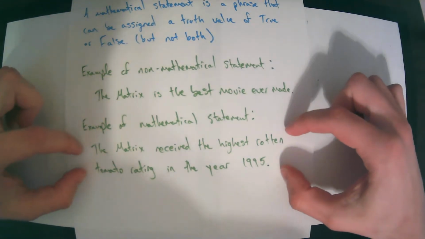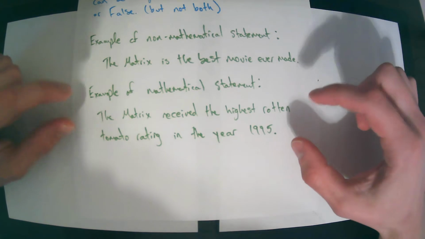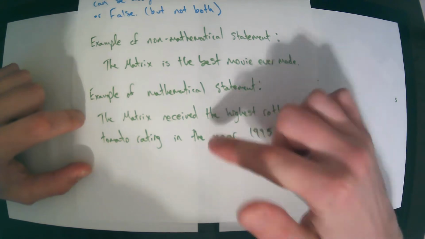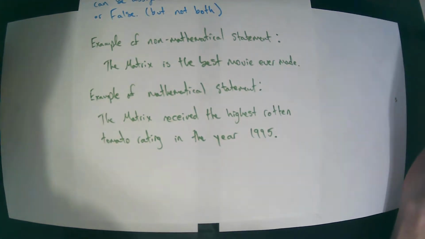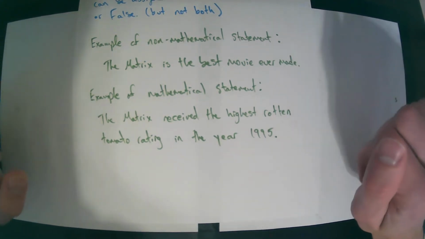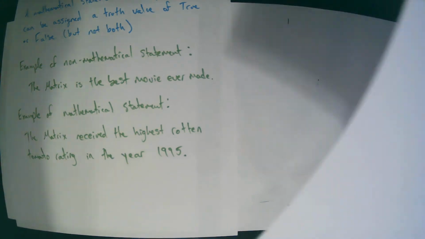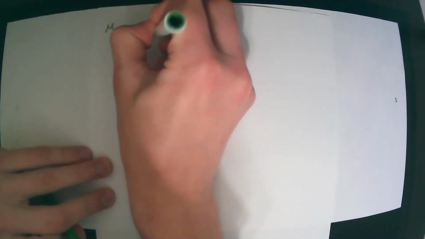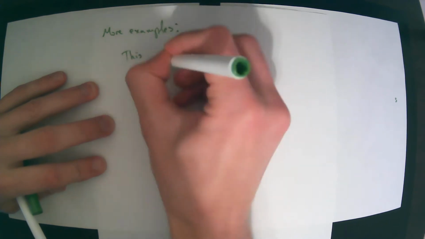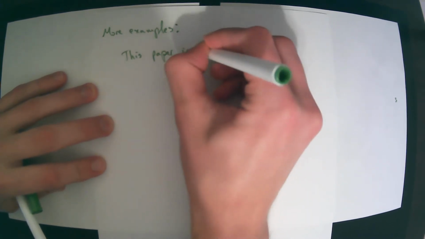Then this is something that is a falsifiable statement, right? This can be proven true or false because we can go do research for the specific year, find all the ratings, and see if it received the highest one. This is something that could be proven to be true or false. So it is a mathematical statement. As another example, more examples. Let's say, what if I said this paper that I'm writing on is white?